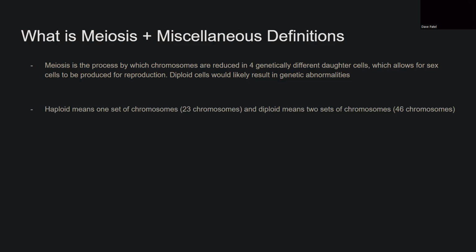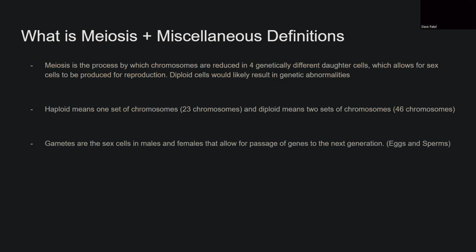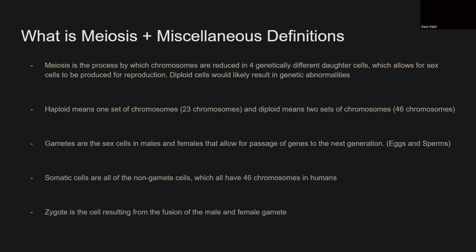Again, haploid just means one set of chromosomes, so 23 in humans, and diploid means 2 sets of chromosomes, so 46 in humans. Gametes are the sex cells in males and females that allow for the passage of genes to the next generation. So the egg for the female, the sperm for the male. The somatic cells are basically all of the non-gamete cells, so pretty much all of the cells in your body except for the egg and the sperm. Most, if not all, of these cells have 46 chromosomes in humans. And then you have the zygote, which is the cell resulting from the fusion of the egg and the sperm.